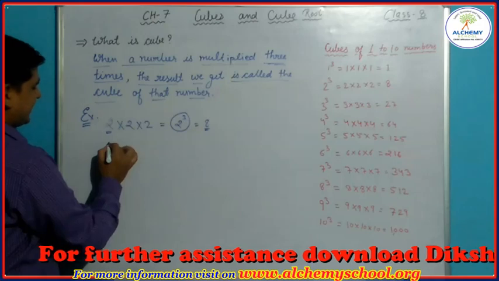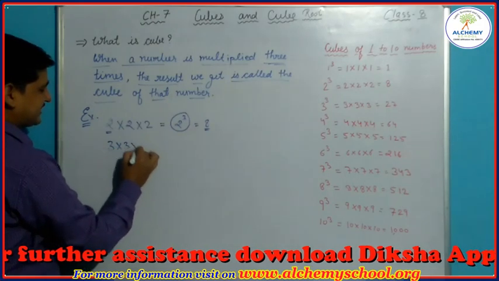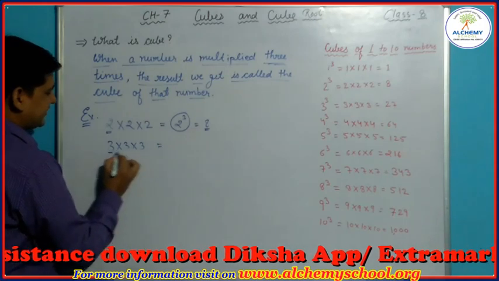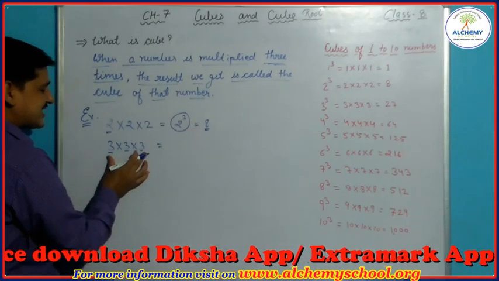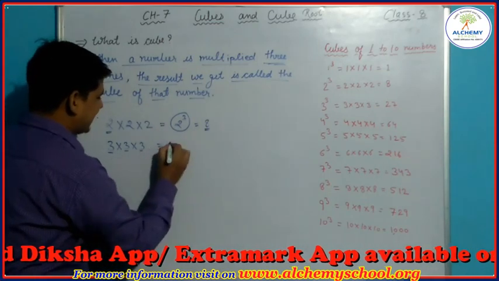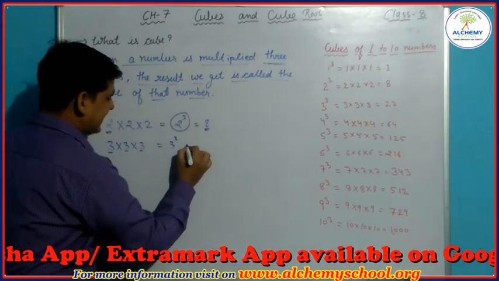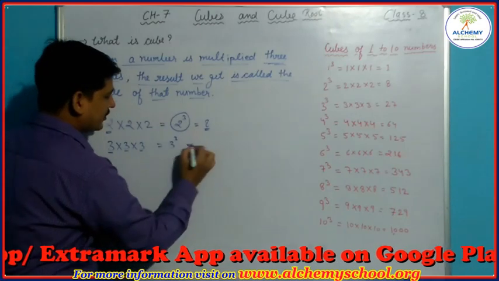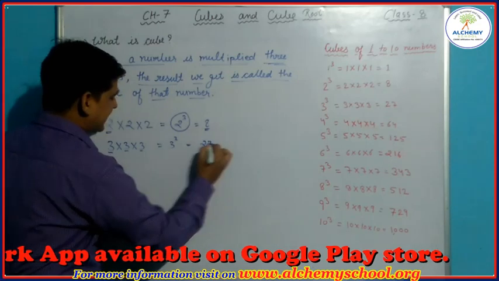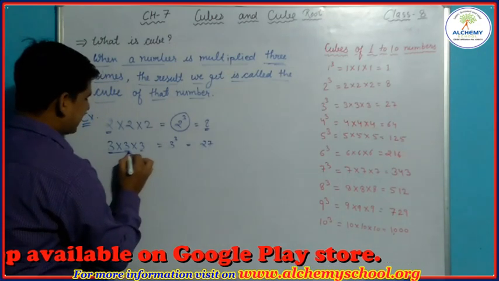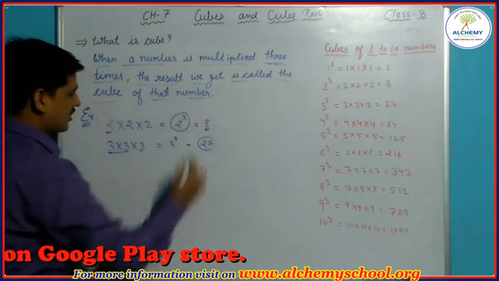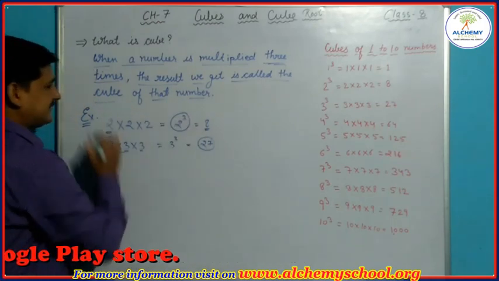The same way we can write when 3 is multiplied by 3 and multiplied by 3. So you can see I have taken 3 here 3 times. It means 3 is multiplied here 3 times. So this can be written as 3 power 3, and this is called 3 cube. The value of 3 cube will be 27: 3 3s are 9 and 9 3s are 27. So this 27 is called the cube of 3.